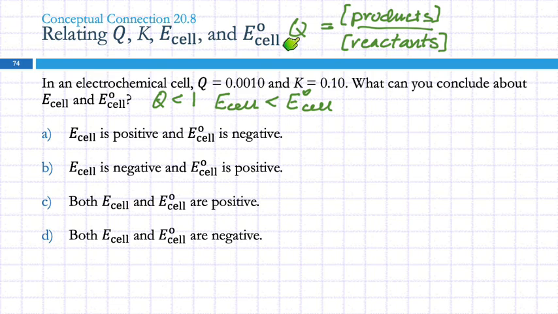Okay, Q is small, so that means the denominator is big and the numerator is small, right? I had it backwards. Okay, so low products, high reactants, that's forward, right? So Q is still less than 1, but then our cell potential is greater than the standard cell potential.